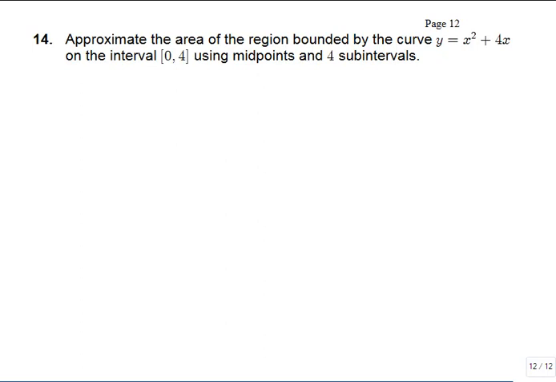But what we do want to do here is approximate the area of the region bounded by the curve y equals x squared plus 4x on the interval 0 to 4 using midpoints and 4 subintervals. So I just wanted to show you a problem where we're not using left or right endpoints. On this particular one, we're going to use midpoints.